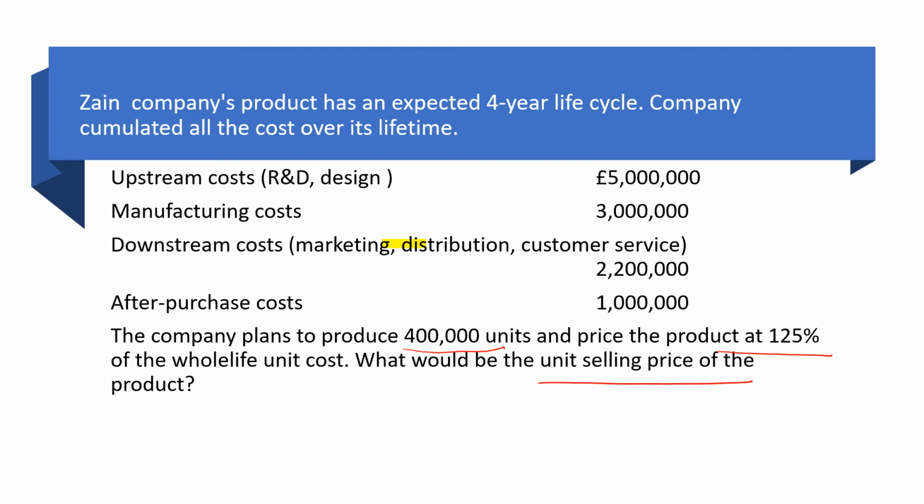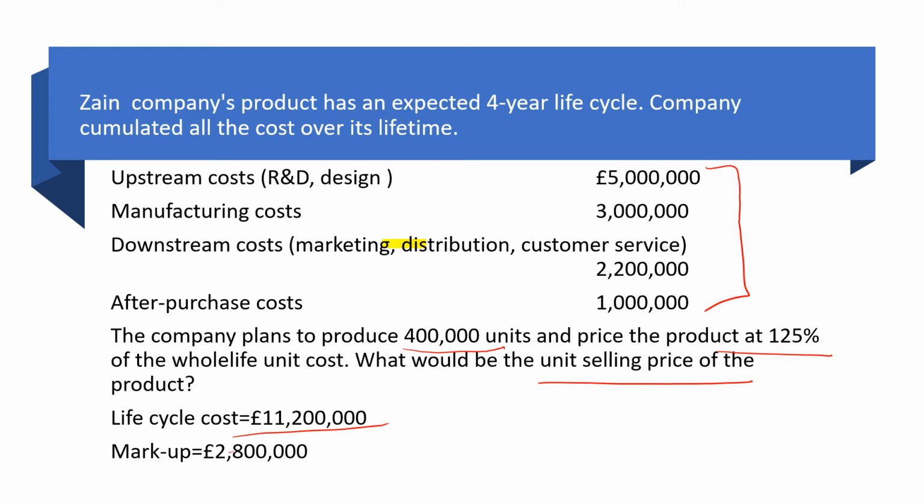So for calculating the cost, it is simple. We include all these costs together: upstream, downstream and manufacturing cost. So we got the life cycle cost, and we got the selling price by including 25% markup on the cost, and the selling price comes as 14 million. The total selling price for 400,000 units is 14 million. For calculating per unit, we divide by the number of units, and we got the selling price per unit, which is £35.